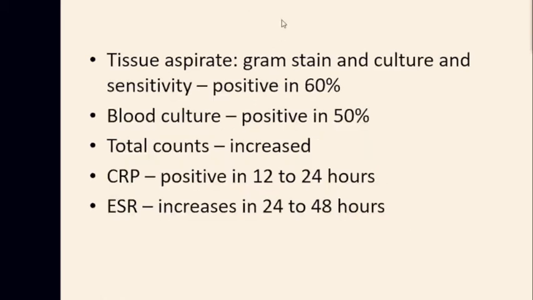So another investigation is you can just put a needle inside and take an aspirate and do a Gram stain and culture and sensitivity. It is positive in 60%. Blood culture we usually do not do, but if you do, it is positive in just 50% of cases. The total count is increased, that is the WBC is increased, and CRP is positive in 12 to 24 hours. Initially the CRP will rise, then slowly the ESR will rise, which increases in 24 to 48 hours.